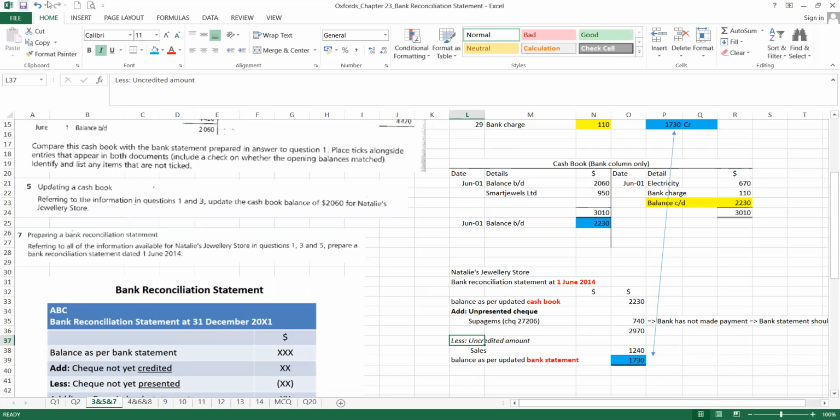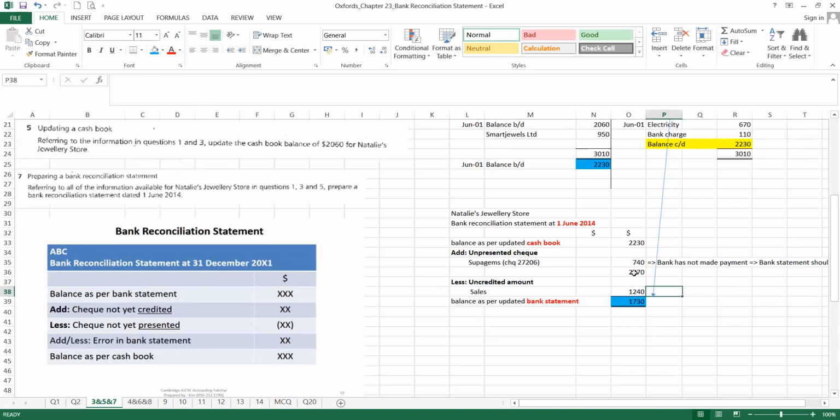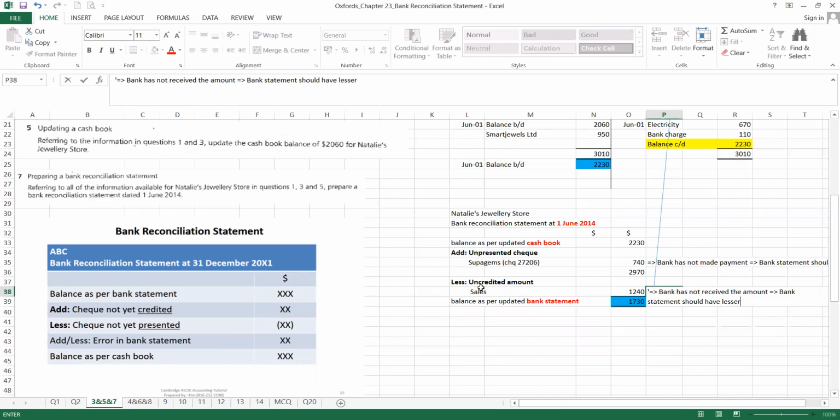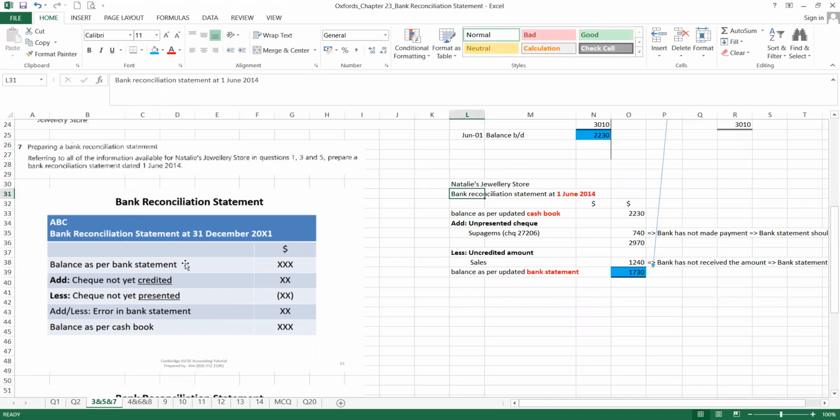Whereas here, standing from the bank's point of view, the bank has not received the money into their account yet, so they have less money. Therefore the bank statement should have less money compared to the cash book. If you start from the bank statement, then you stand from the cash book's point of view. There are two ways to do this bank reconciliation, either start from the bank statement or from the cash book, up to the individual.